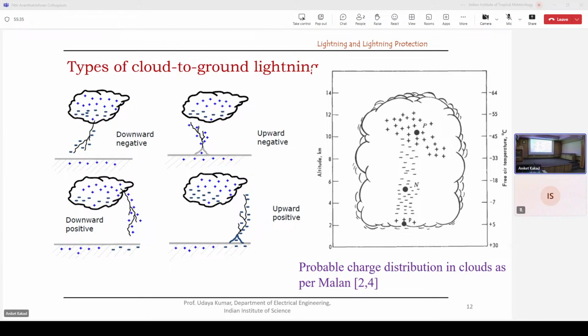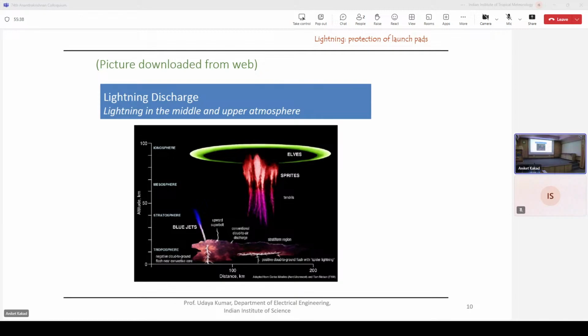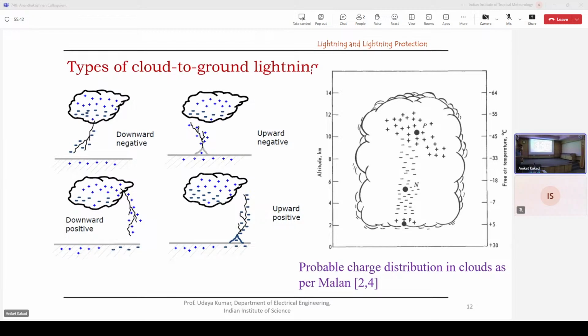So with this, I think next slide. So this is one interesting one. Sometimes you have to visit some places, engineering colleges and all. When I said 10% of the strokes will be positive, one young boy raised his hand. What will happen to the positive charge? You said only 10% comes here.